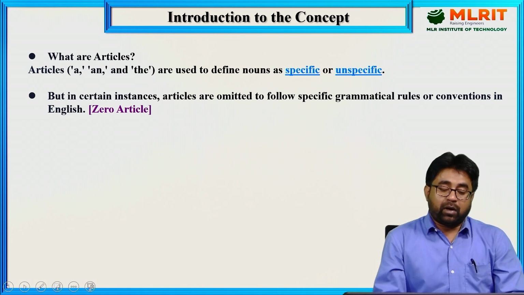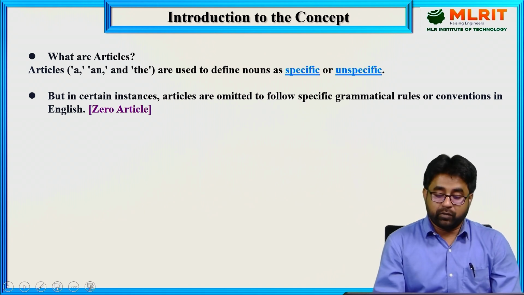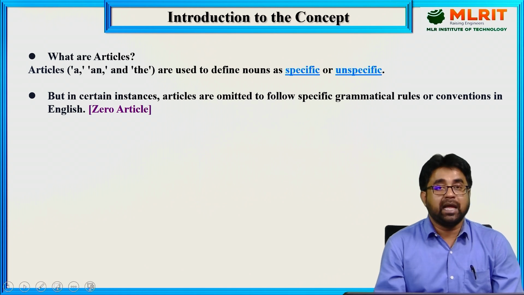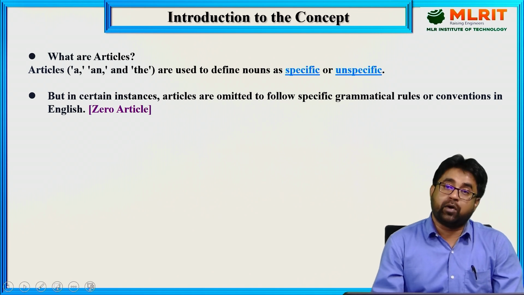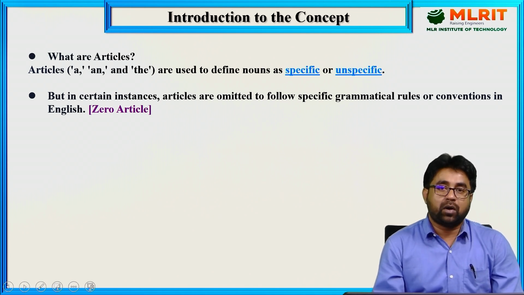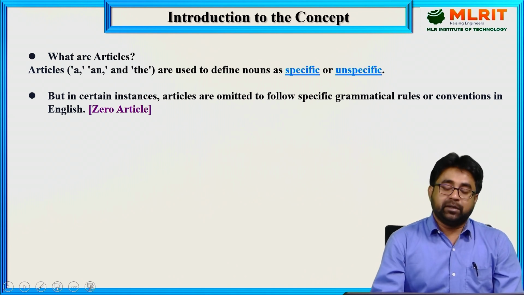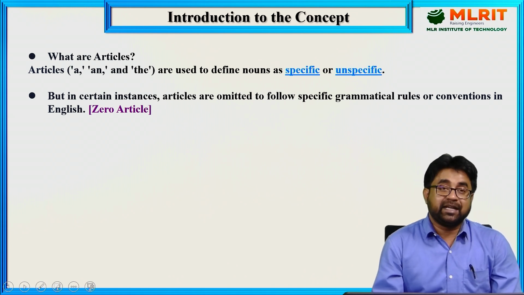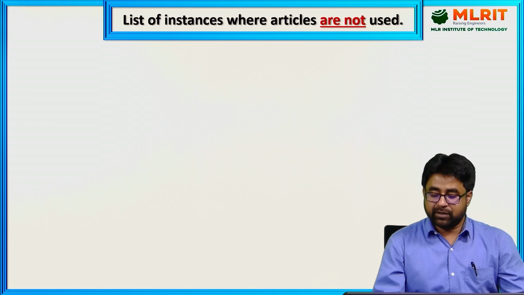But in certain cases, we also have to remember that articles are omitted to follow specific grammatical rules and conventions. So it's not that whenever there is a noun, we should always use either a definite or indefinite article, because there are also instances where we are not supposed to use any article at all. Now let's see the rules, the exact instances where we are not supposed to use any article. As you can see, the list of instances where articles are not used.